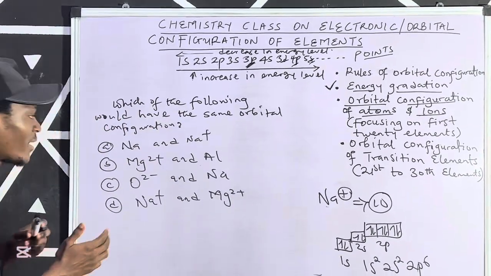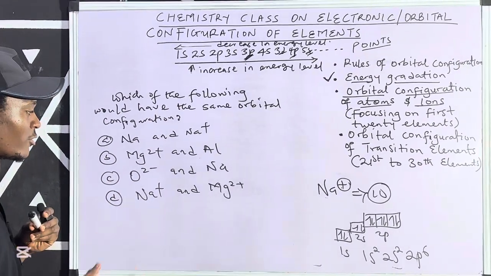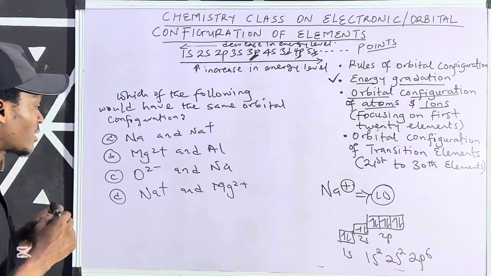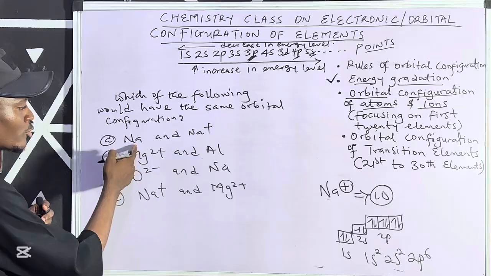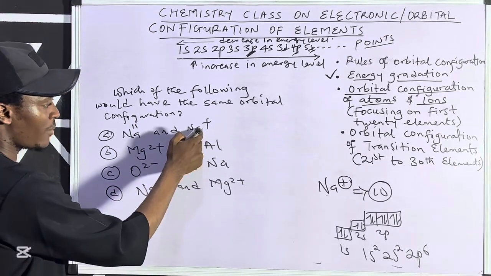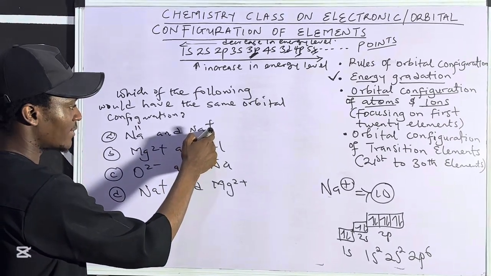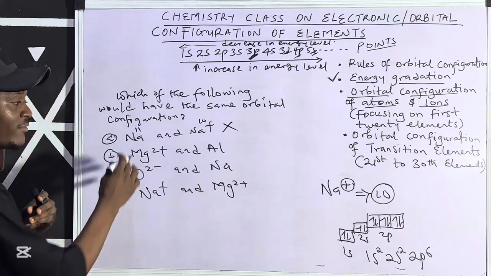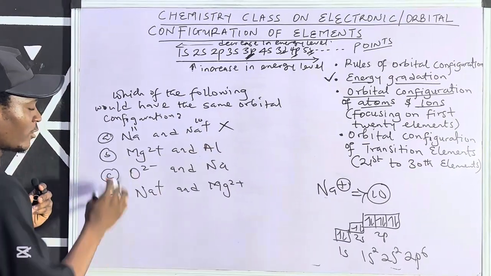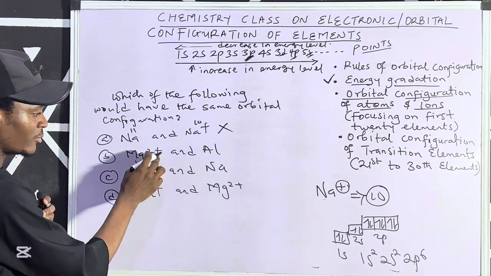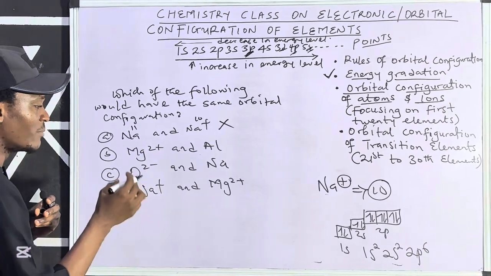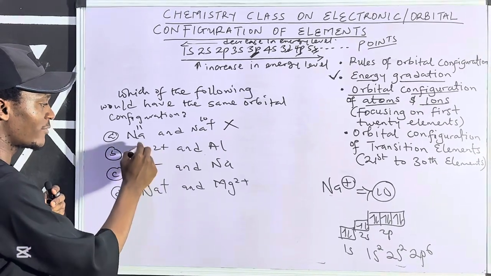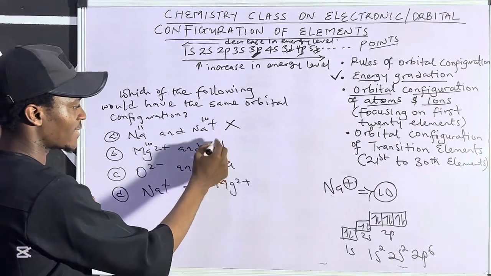So let's check. The one that should have the same orbital configuration must be the pair that has the same number of electrons. So option A. Sodium has 11. Sodium ion means it has lost 1, so it should have what? 10. 11 and 10. This is wrong, because they have different numbers of electrons. Then option B. Magnesium ion, which is magnesium 2 plus. Ordinarily, magnesium should have 12, but now it has lost how many? 2. So it's now left with 10. Then aluminium has a total of 13.